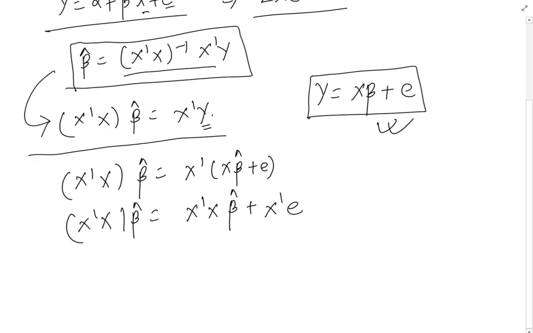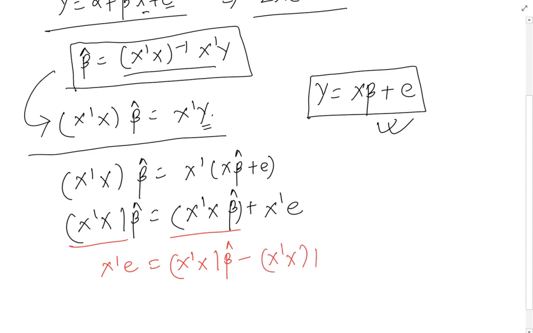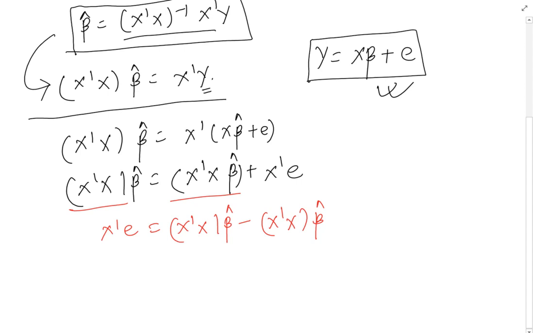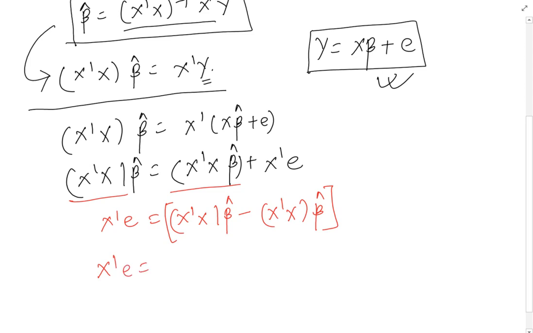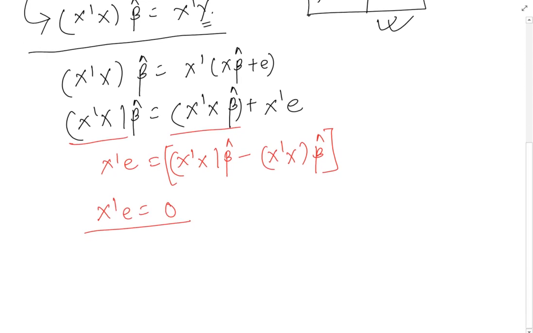Now these two terms are identical. So I can write that x transpose e equals x transpose x beta hat minus x transpose x beta hat. So this part will be a null matrix. So x transpose e equals 0. This is the basic property that every OLS estimator must satisfy. And this also means that it's simply summation xe equals 0.